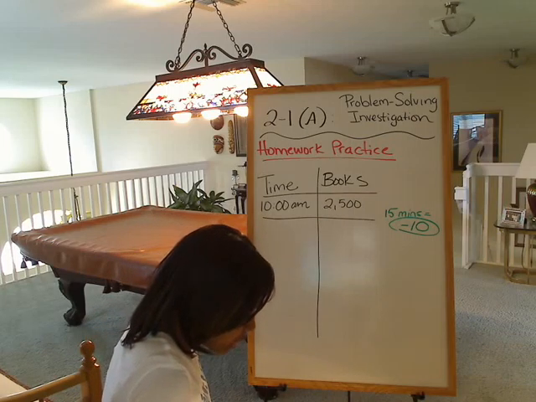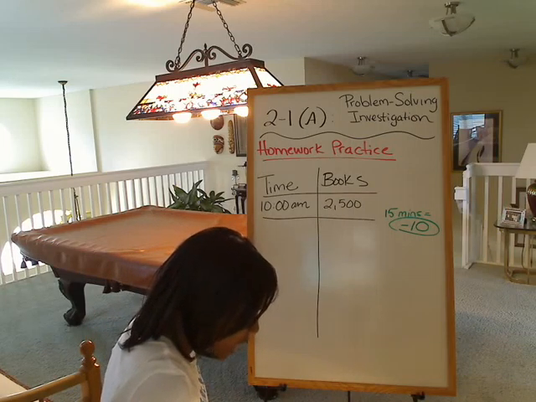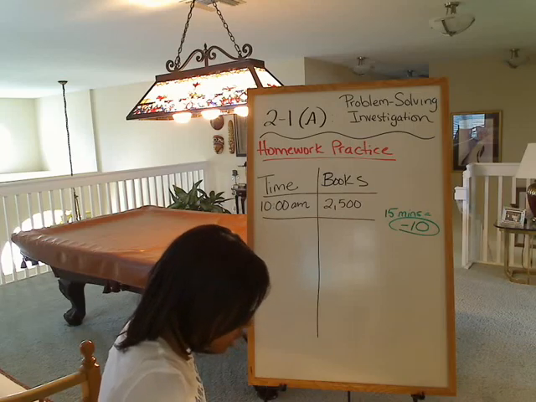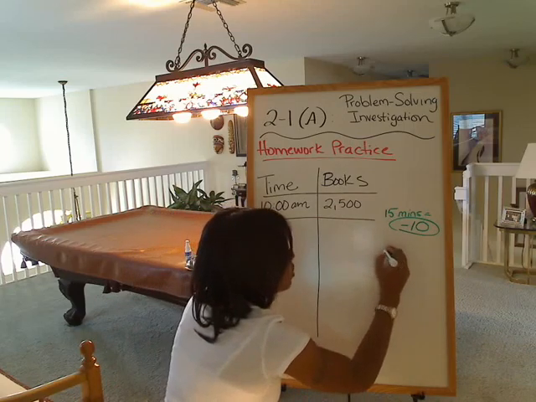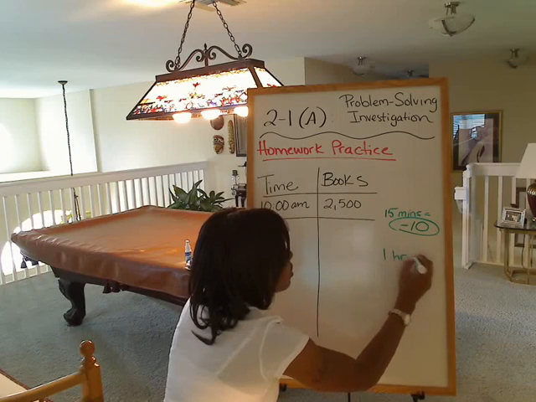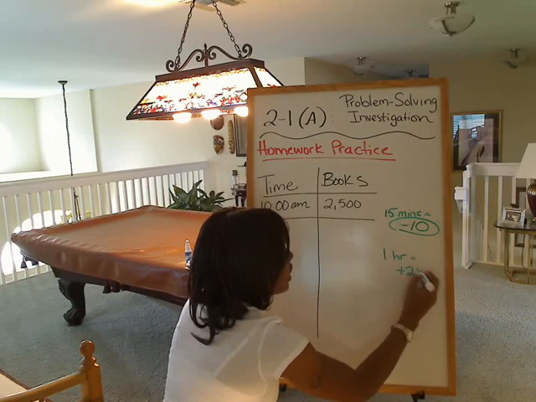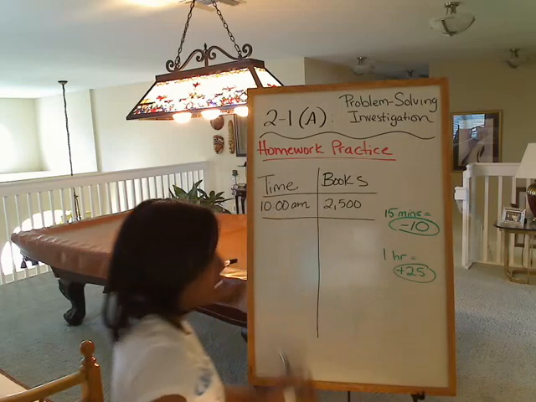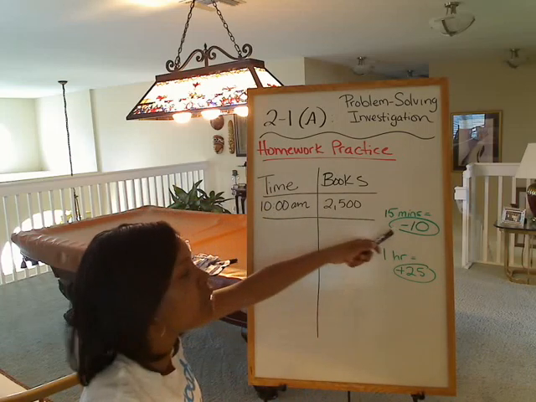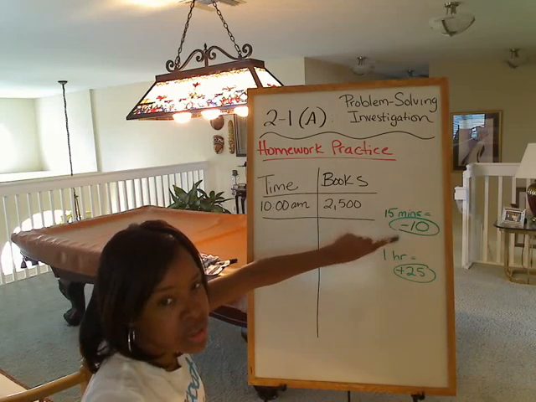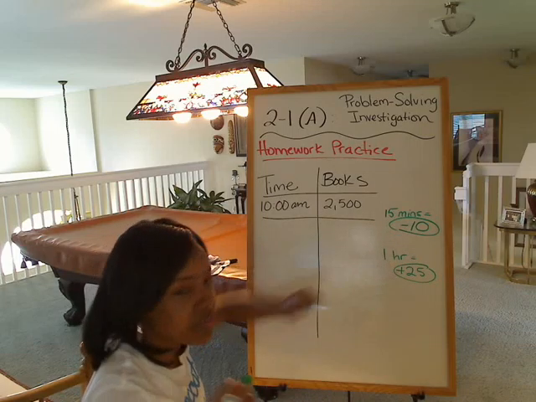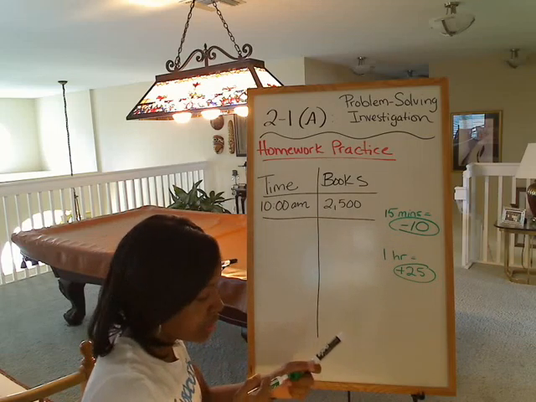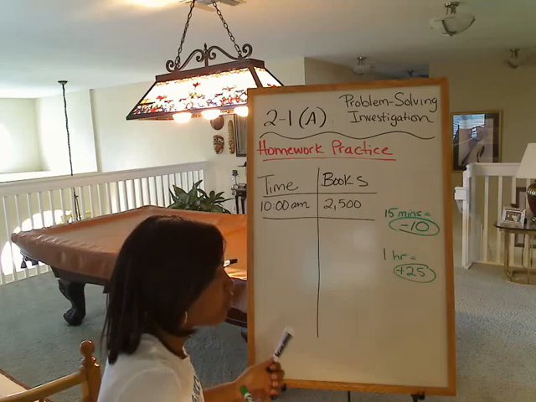And then it says every hour, 25 books were stocked on the shelves. So then every hour, you're going to add 25. Think about what they're saying. Every 15 minutes, 10 books left the store. They were sold. And then every hour, 25 more books they put on the shelf. So they added 25 more books.